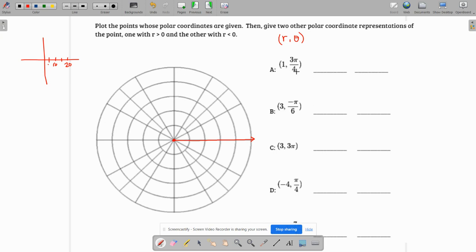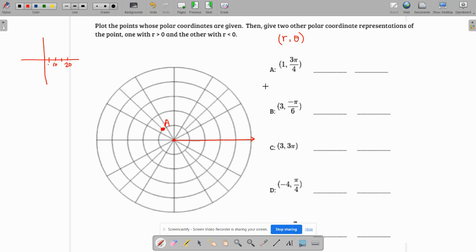So we need to have a point where r equals 1, which means the distance from that pole out is going to be 1 unit. So that's going to be along this circle, since this circle has a radius of 1. And then theta is 3 pi over 4. Well, we know that 3 pi over 4 is along this line here. So along this line and 1 unit away from the pole, it's going to be right here. So this would be point A.